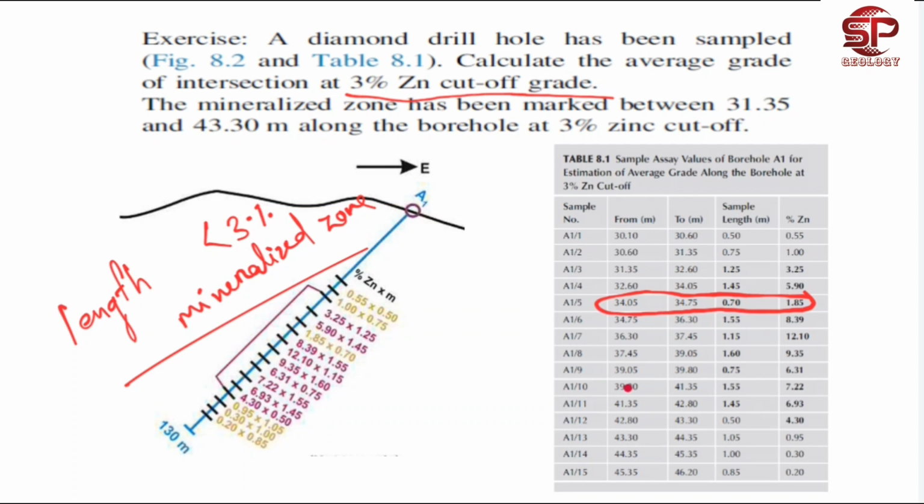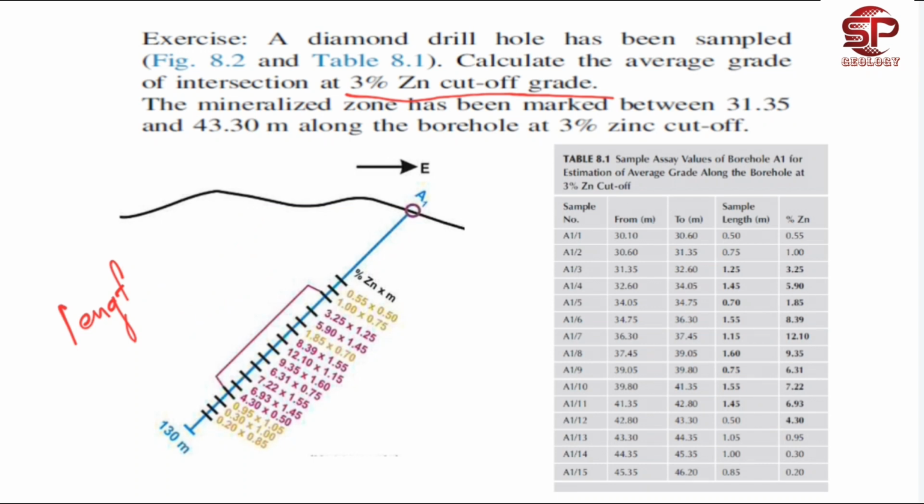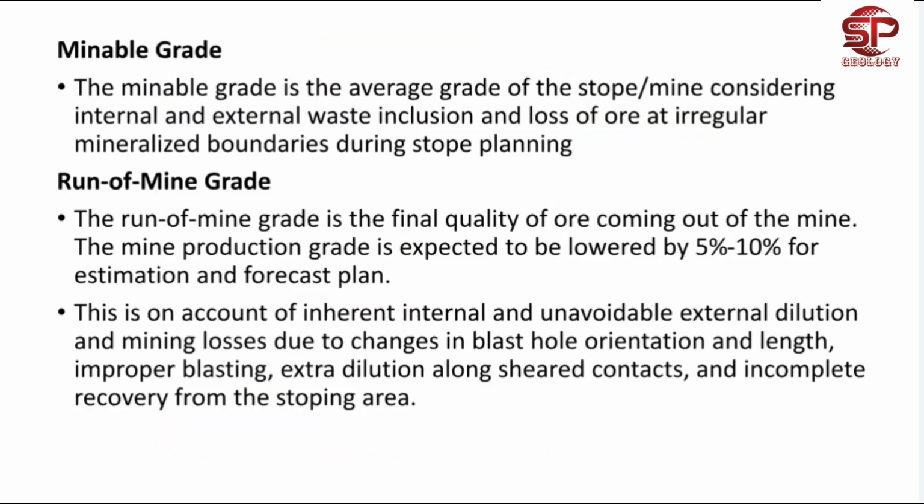After that, you have to calculate the grade. This is because this is below 3%. That's why we are eliminating this thing. Okay. So this is the process by which we calculate the cutoff grade. Grade below cutoff grade, we are not including; grade above the cutoff grade, we are including. Okay. So this is average grade. Okay. So next, there are some terminologies like mineable grade.